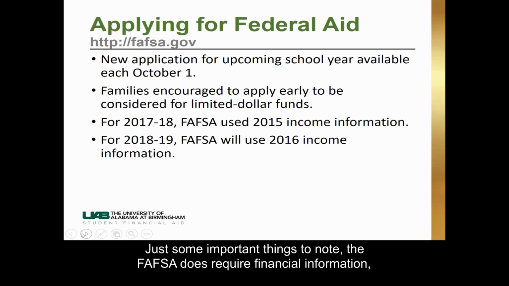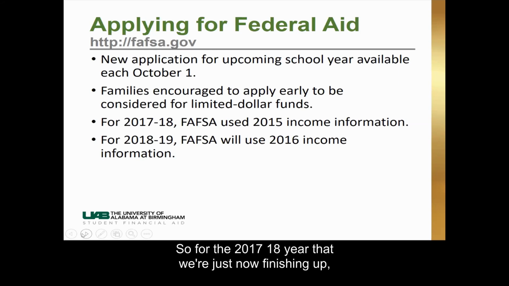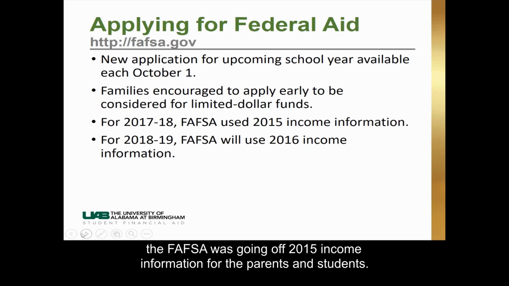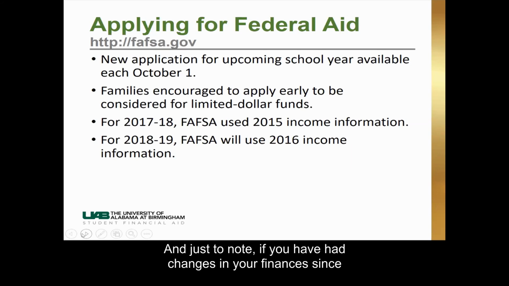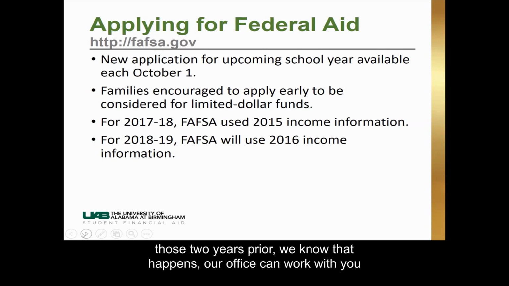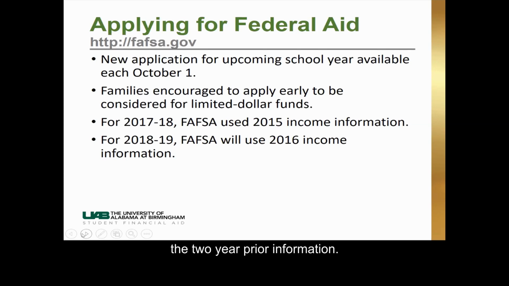Just some important things to note, the FAFSA does require financial information, and it uses a 2-year prior system. So for the 2017-18 year that we're just now finishing up, the FAFSA was going off of 2015 income information for the parents and students. For this school year we're about to start, 2018-19, the FAFSA has used 2016 tax information. And just to note, if you have had changes in your finances since those 2 years prior, we know that happens. Our office can work with you on that to adjust the FAFSA to a more current level of income, but you do still have to submit it initially using the 2-year prior information.